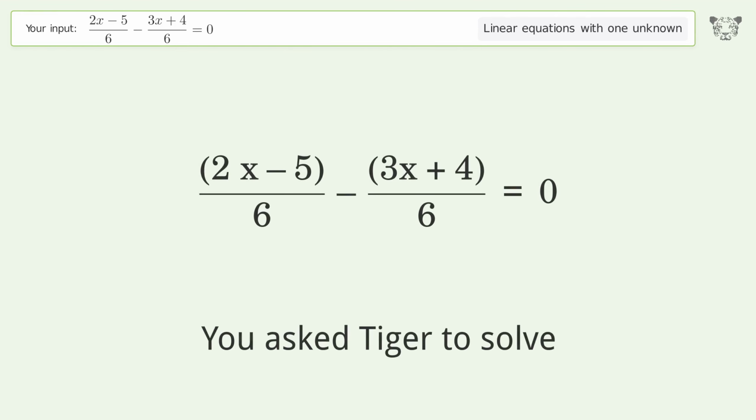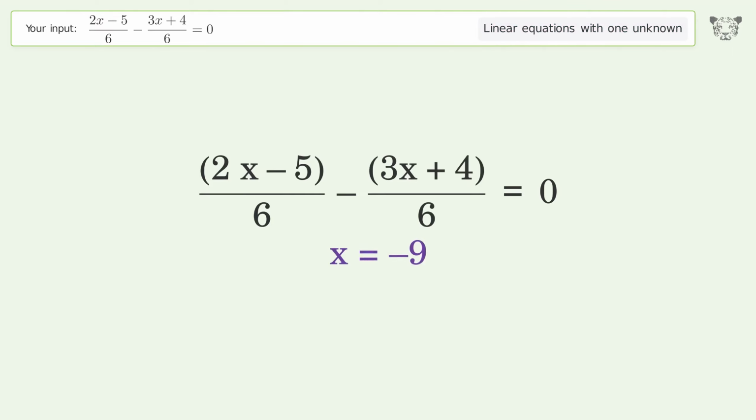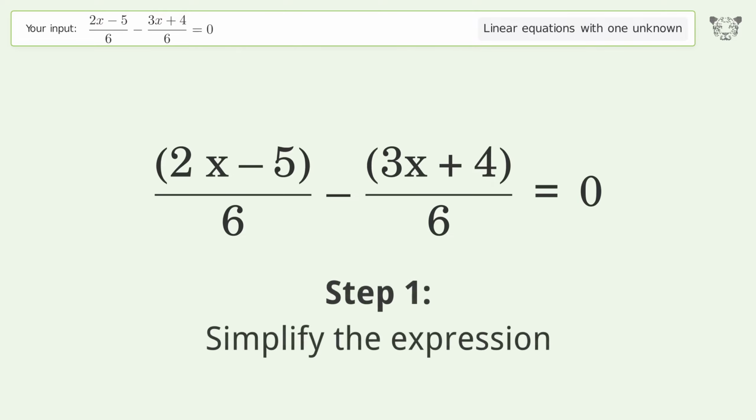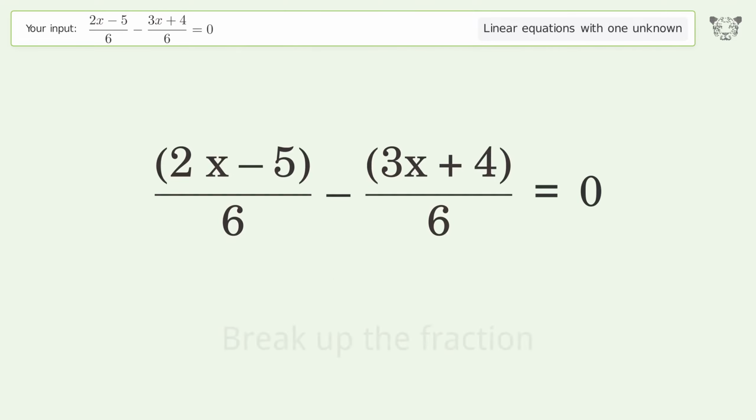You ask Tiger to solve. This deals with linear equations with one unknown. The final result is x equals -9. Let's solve it step by step. Simplify the expression. Break up the fraction.